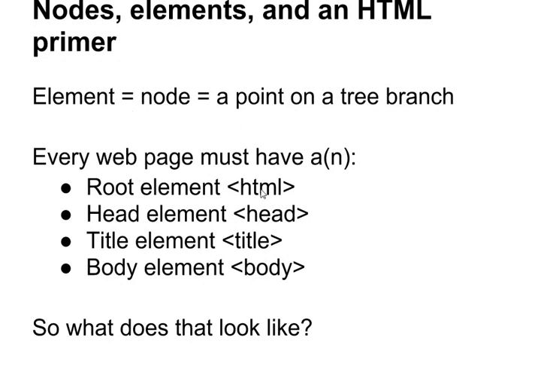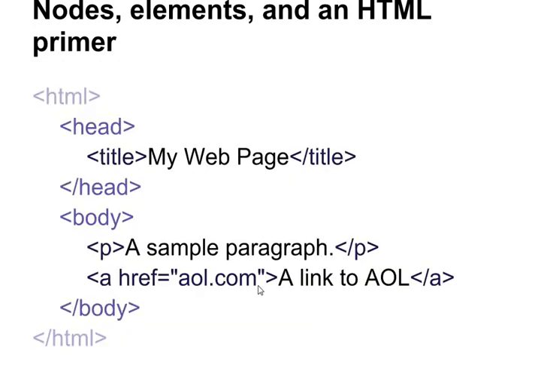All you need to know is that every web page must have 4 basic elements. They are a root element, a head element, a title element, and a body element. So what does that look like as a full page? Well, here it is. I just changed the colors for you on those tags so that you could visually see it a little bit better.